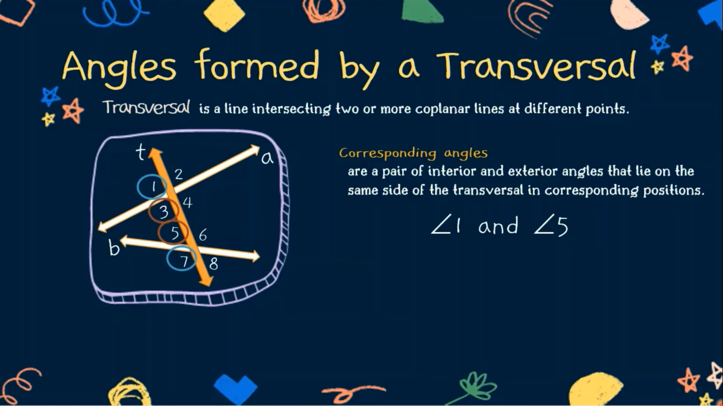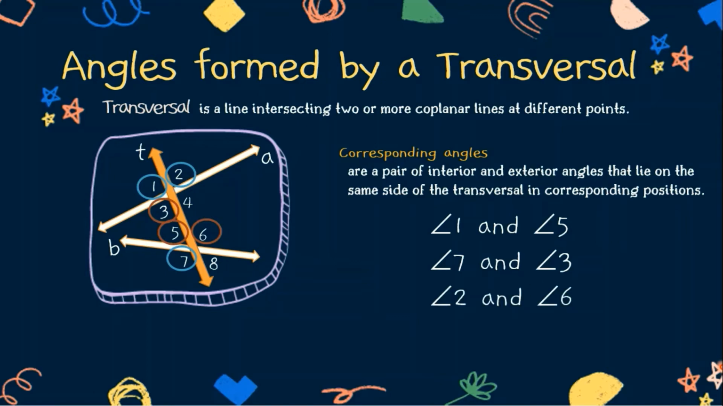Angle 7 and 3 are also both on the left side of the transversal. Angle 7 is an exterior angle. Angle 3 is an interior angle. This is our second pair of corresponding angles, angle 7 and angle 3. We also have angle 2 and angle 6. Both of them are found on the right side of the transversal, wherein angle 2 is an exterior angle and angle 6 is an interior angle.